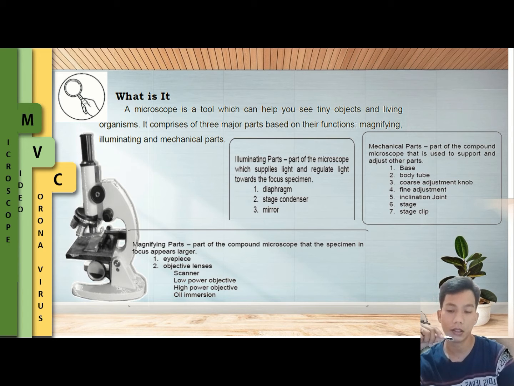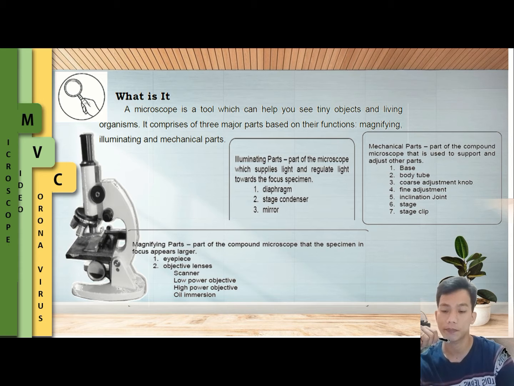The magnifying part comprises other parts. But before we go to the other parts, what is the magnifying part used for? The magnifying part is used to focus the specimen so that it appears larger. That is the function of the magnifying part, to magnify the specimen. What are the magnifying parts? The magnifying part contains one.